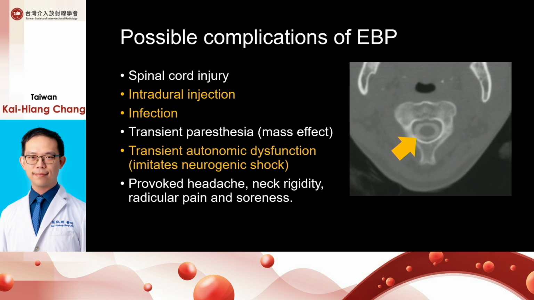Lastly, we talk about the possible complications of EBP, including spinal cord injury, intradural injection, infection, transient paresthesia from the mass effect, and transient autonomic dysfunction, which imitates a neurogenic shock. On the right-hand side is a case from my early cases, where I incidentally injected all the blood patch into the intrathecal space. Luckily, the patient experienced no complication but a mild headache. But it can cause a septic meningitis, so it's very crucial to know about.